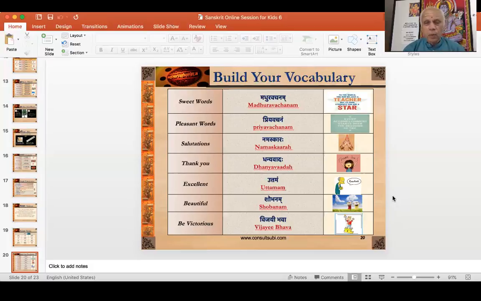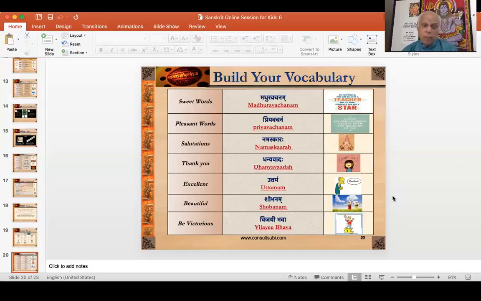Dad sometimes encourages you with Priya Vachanam. Oh, Trini, you are a nice girl. You will do very well in school. He encourages you, right? And he talks to you with Priya Vachanam. These are very pleasant words. Namaskaraha, everybody knows. It means salutations. Dhanyavadaha, also you know. It means thank you. If I say you've done a great job, excellent job, I say Uttamam. Uttamam means excellent. So that is a remark you should get in your answers. Uttamam, excellent.